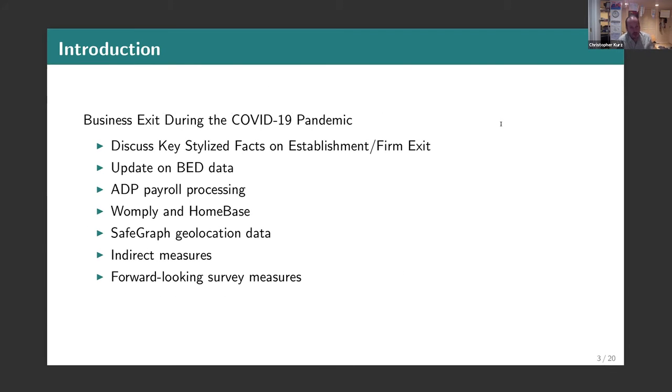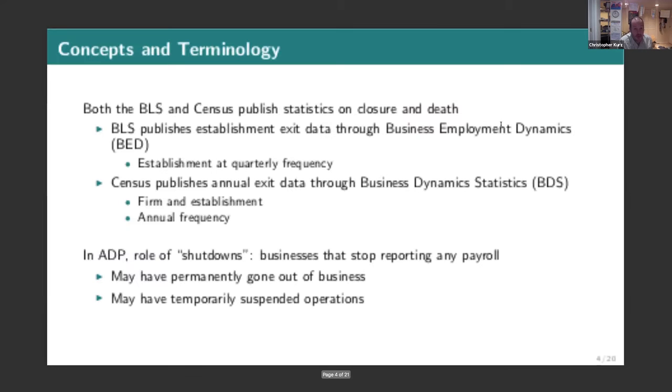So, an outline for where I'm going. I'm going to discuss these key stylized facts. I'm going to provide an update using the BED data. I'll talk about ADP payroll processing information, discuss some of the more popular non-traditional data sources, monthly and home-based, use cell phone location data to present a metric of business exit, talk a bit about indirect measures, and then tie it all up with some discussion of forward-looking survey measures.